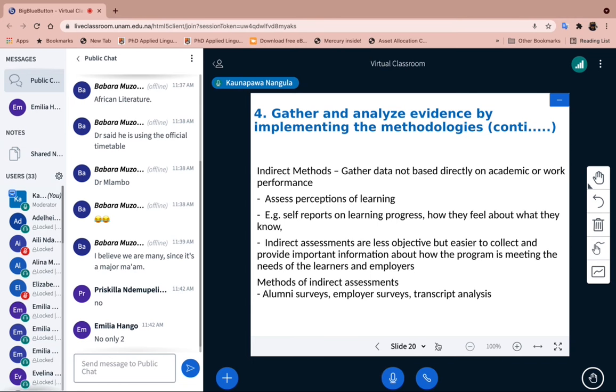But then when it comes to the indirect method, I guess this is really talking about the opinion that the learners have regarding their experiences of learning.